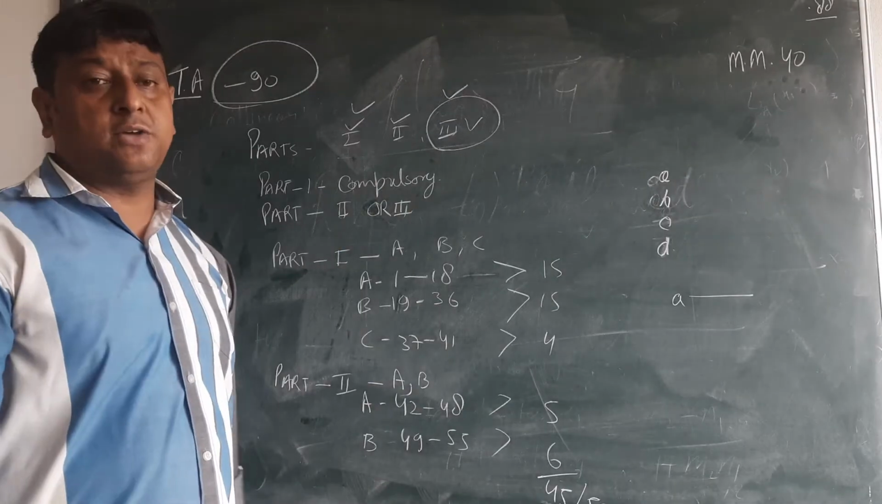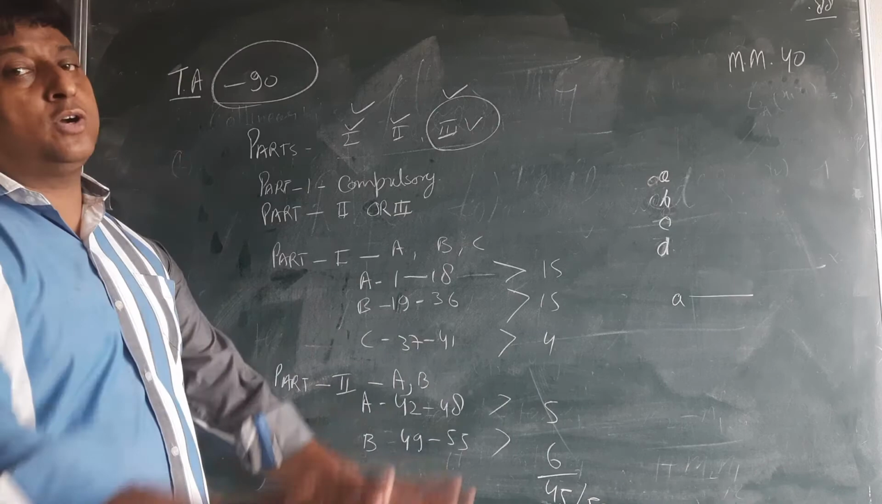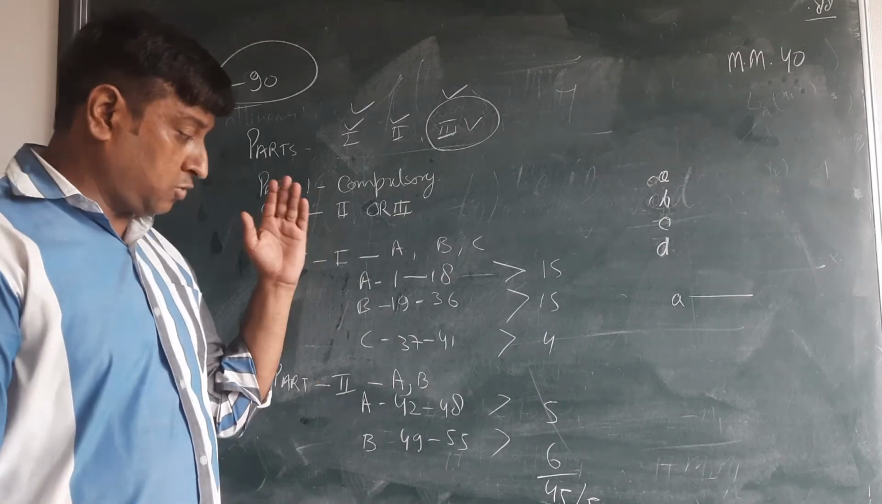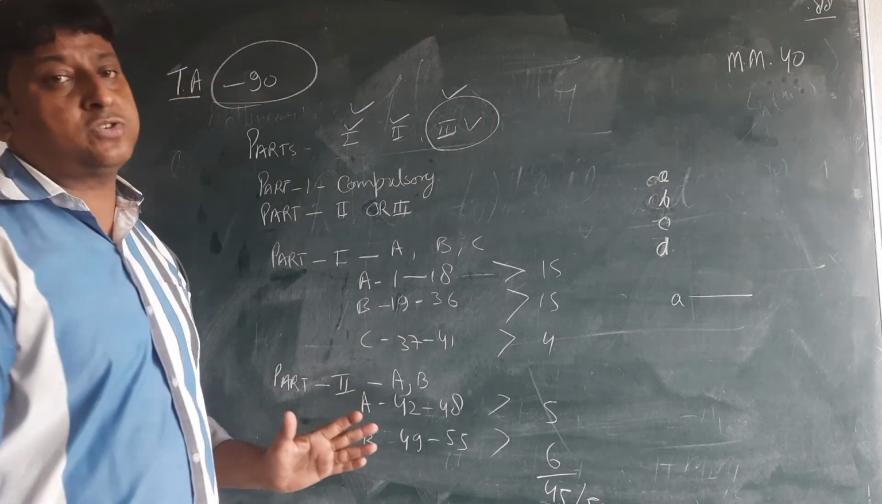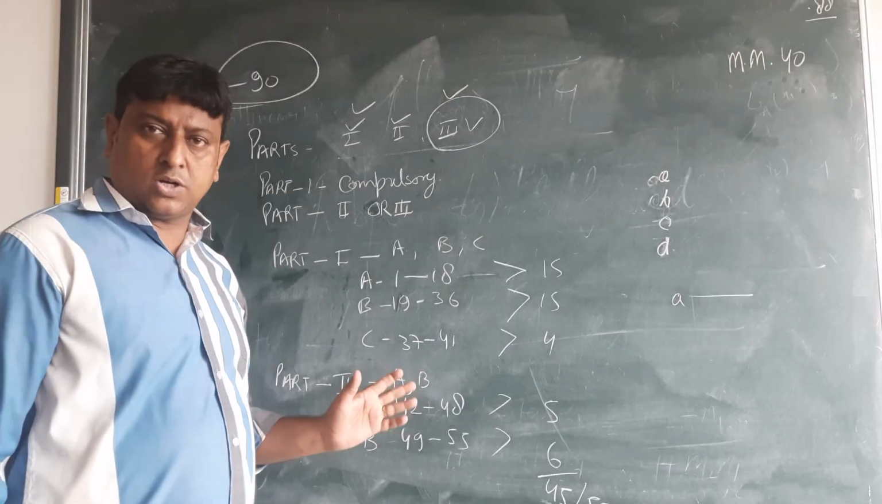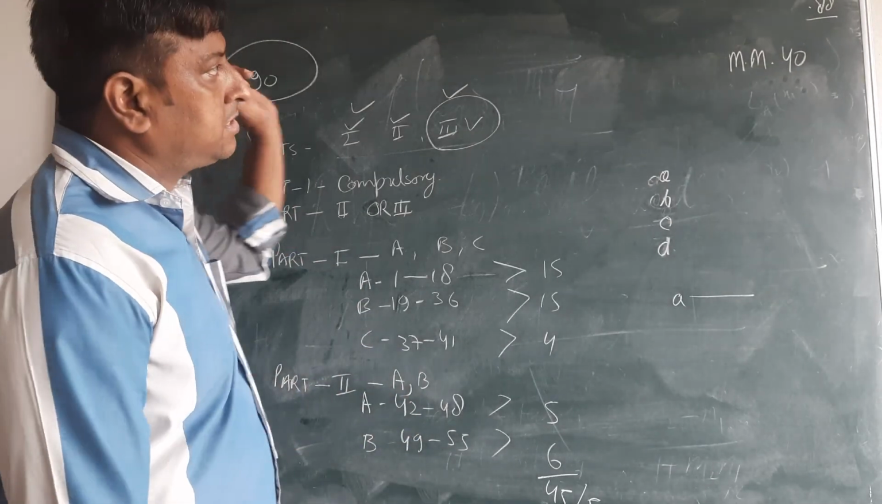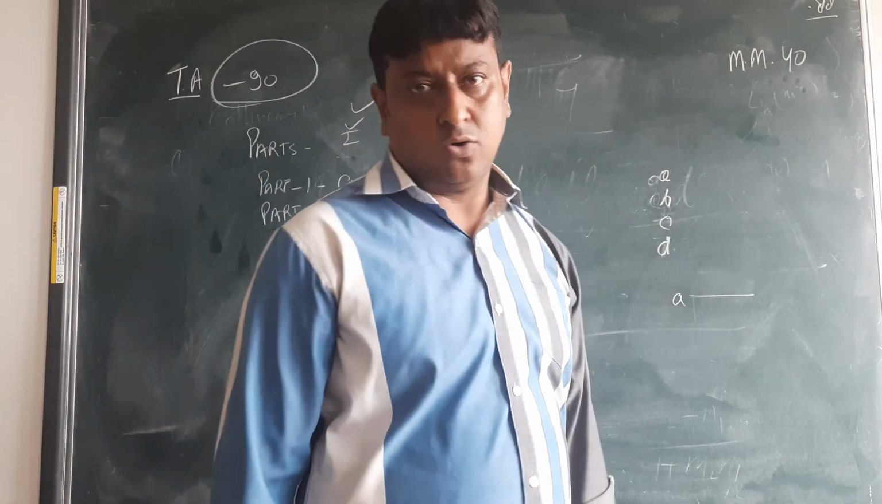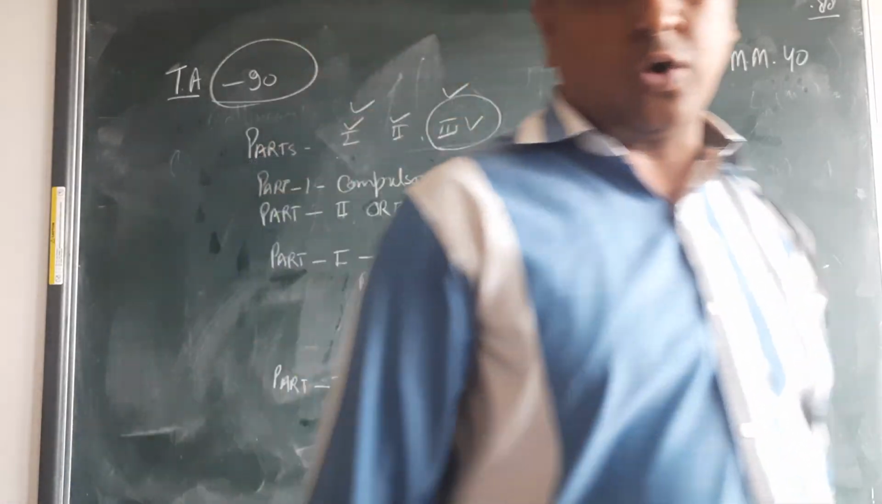Okay, total questions 45. You are going to attempt 45 questions, but in the question paper they give 55 questions, out of which you attempt 45. Okay, time 90 minutes and maximum marks 40. Okay, beta, clear? Okay, thank you.